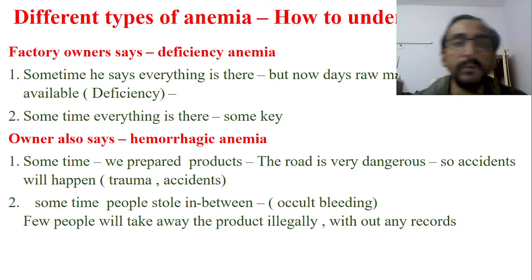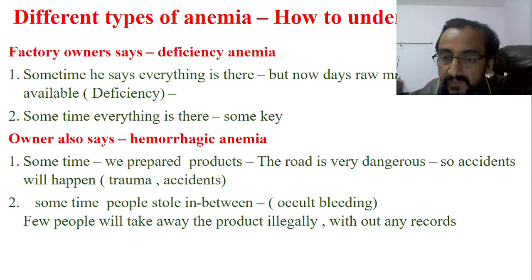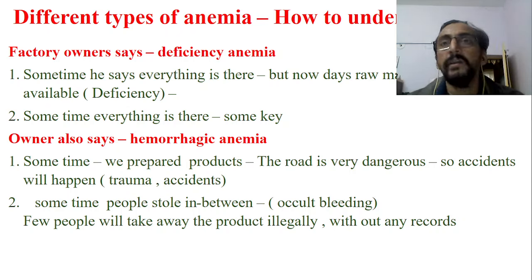So what happened? Sometimes he says everything is there, but there is no raw material for the production. In the context of anemia, raw material refers to the hematinics, maybe iron, maybe vitamin B12, maybe vitamin C, and maybe folic acid, vitamin B6, etc. So sometimes everything is there, but some kind of problem will be there. Here the owner says deficiency anemias. When we talk about deficiency anemia, it may be iron deficiency anemia, B12 deficiency anemia, vitamin C deficiency, vitamin E or vitamin B6 deficiency.